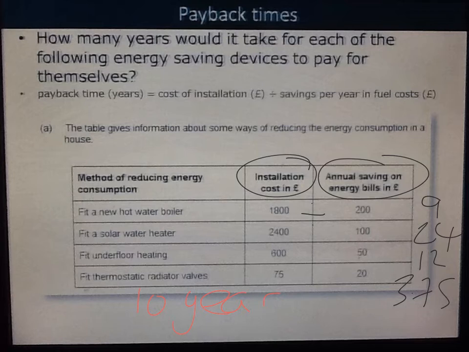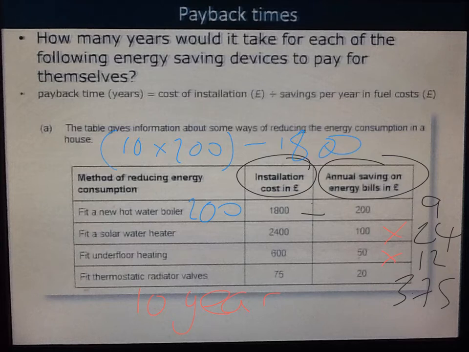So you can see that after 10 years, these two, the solar water heater and the underfloor heating, will not pay for themselves, because 10 times 100 is only 1,000, and 10 times 50 is only 500, and they're both less than the original cost. Whereas if we do 10 times 200, we get 2,000, and therefore minus 1,800 from that, the new boiler would actually save you £200. And how I worked that out was by doing 10 times 200 in brackets minus 1,800.